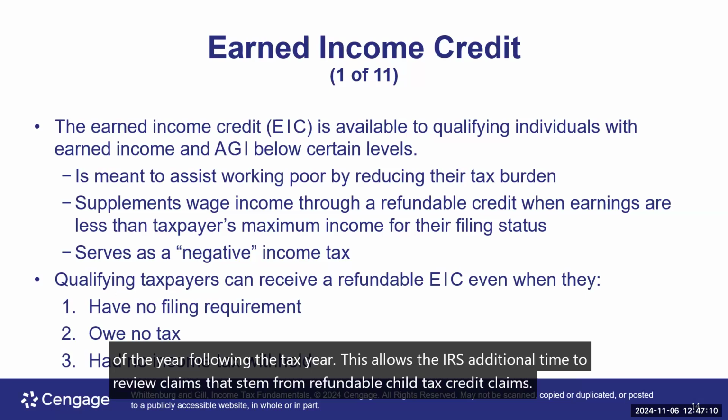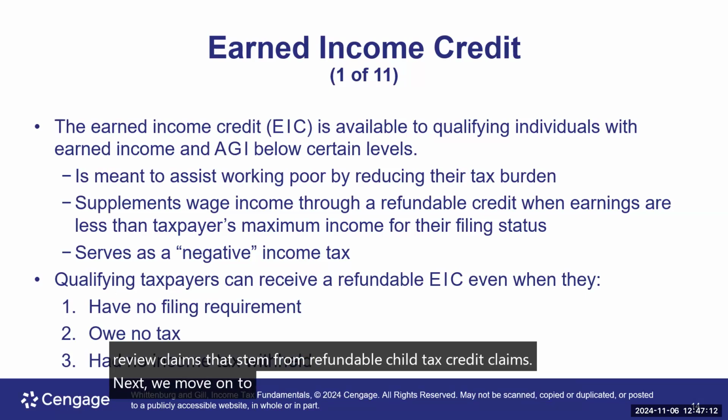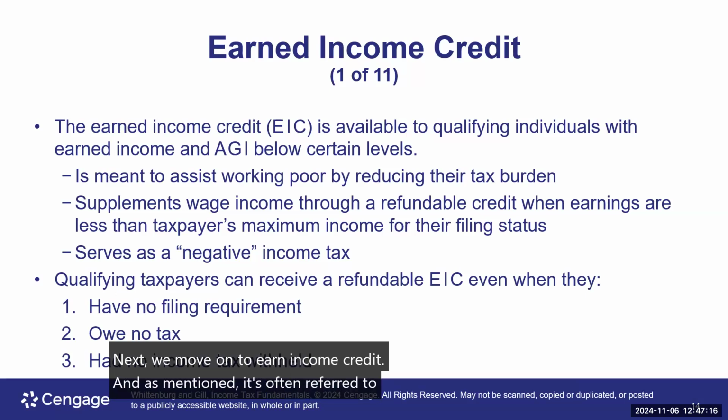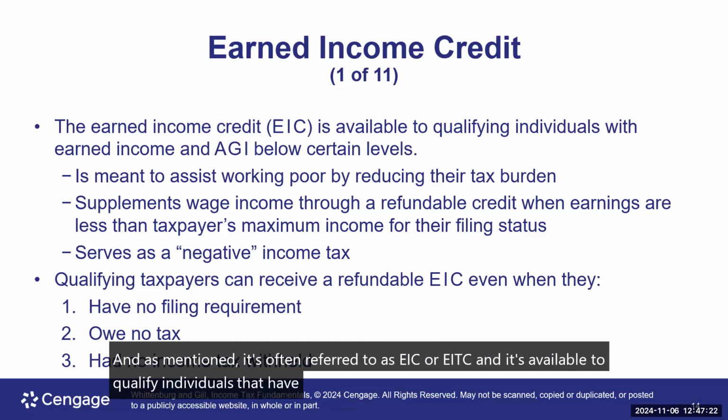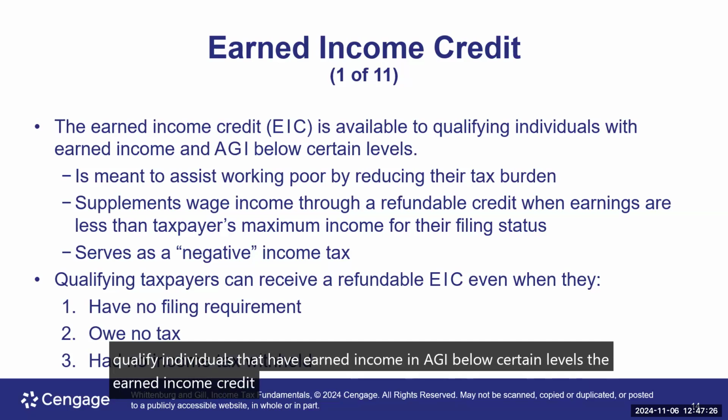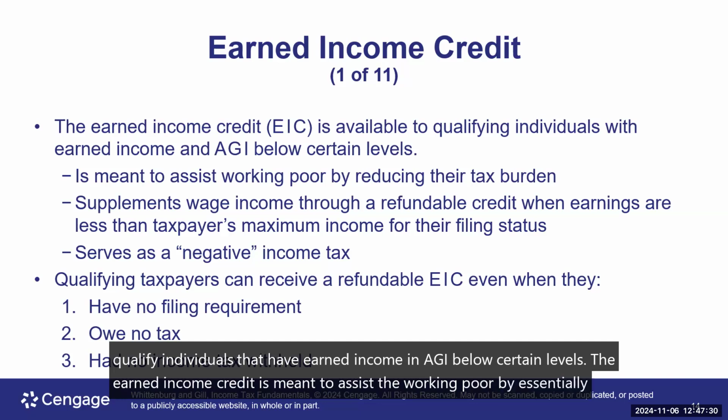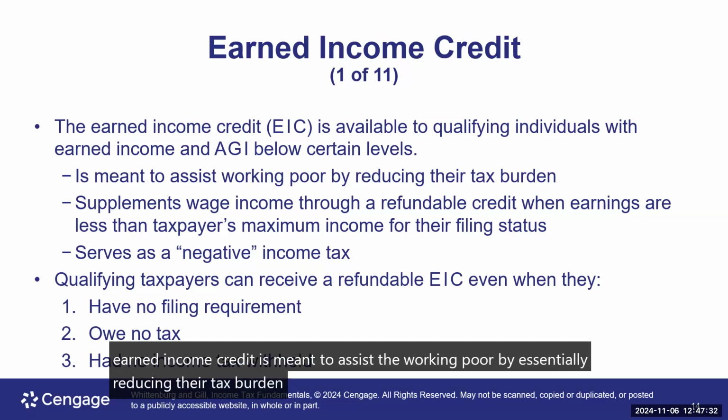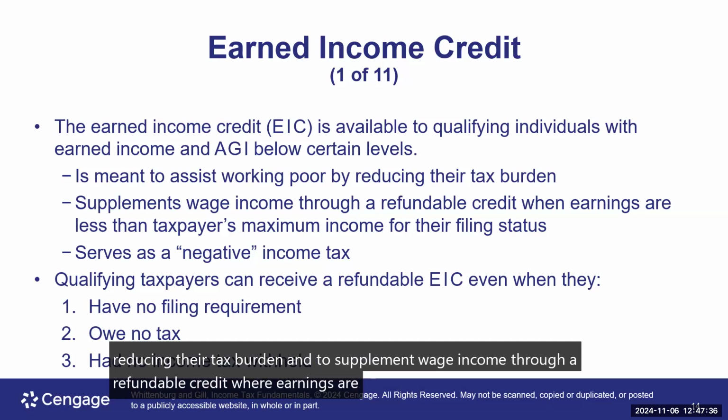Next, we move on to earned income credit. And as mentioned, it's often referred to as EIC or EITC, and it's available to qualifying individuals that have earned income and AGI below certain levels. The earned income credit is meant to assist the working poor by essentially reducing their tax burden and to supplement wage income through a refundable credit where earnings are less than the taxpayer's maximum income for their filing status.